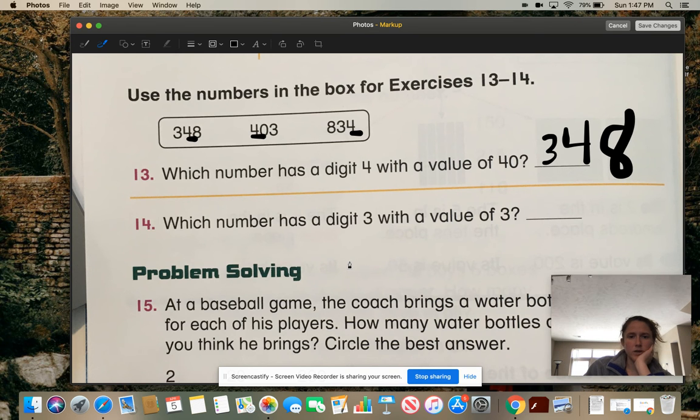And then which number has a digit 3 with a value of 3? Well, there's a 3 here, and a 3 here, and a 3 here. Which one of these 3s is worth just 3? Well, it would be the 3 in the ones place, so it would be 430.